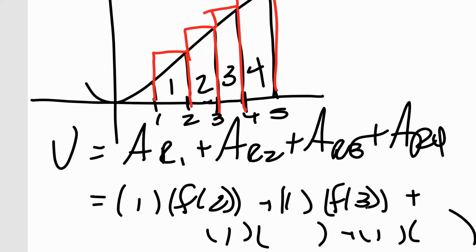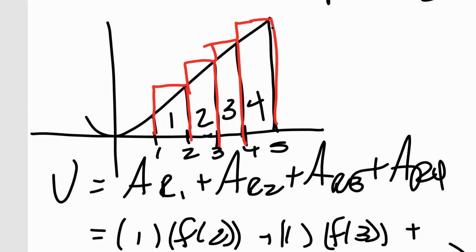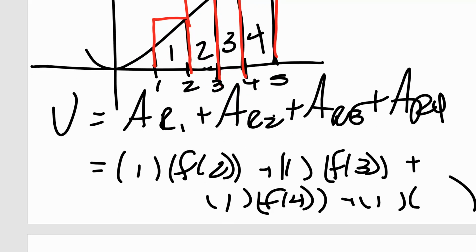For rectangle 3, I want to know my height. That's going to be all the way up here. So that's going to be f of 4. Plug in 4 for my x value. I'm going to get out my height. And for rectangle 4, I'm going to plug in this 5 value right here. That's going to be my x value to plug in to get my y value up there. So it's going to be f of 5.